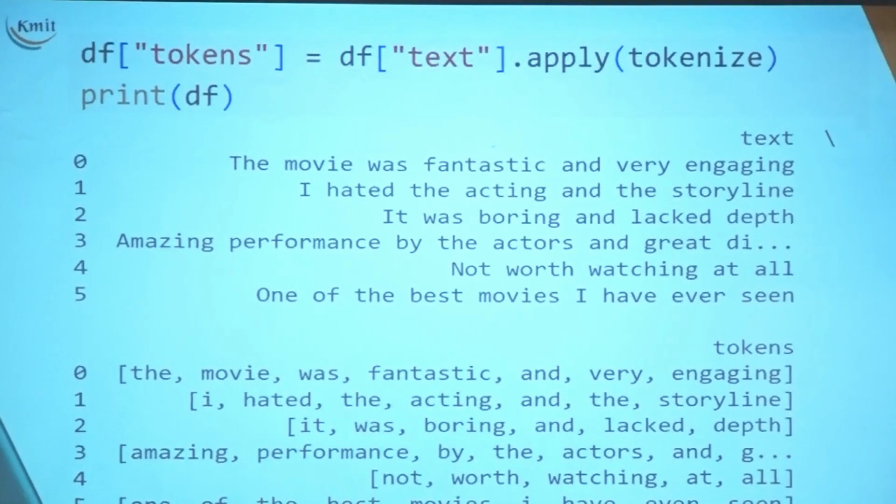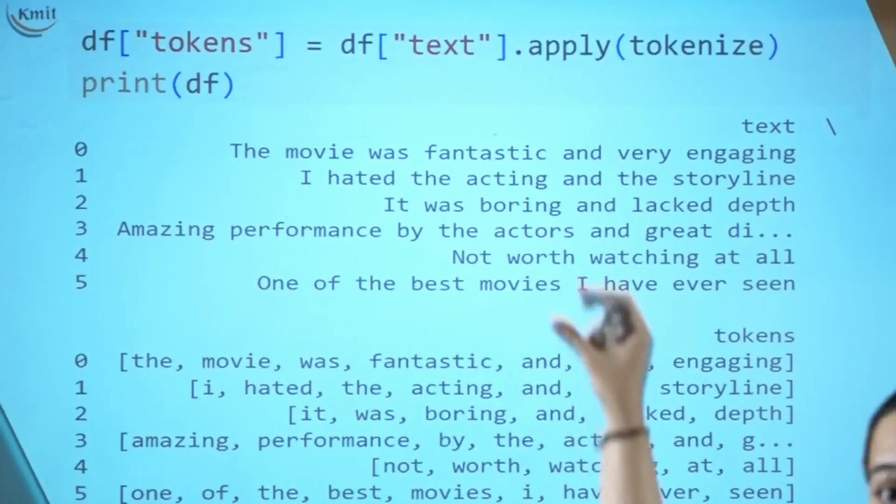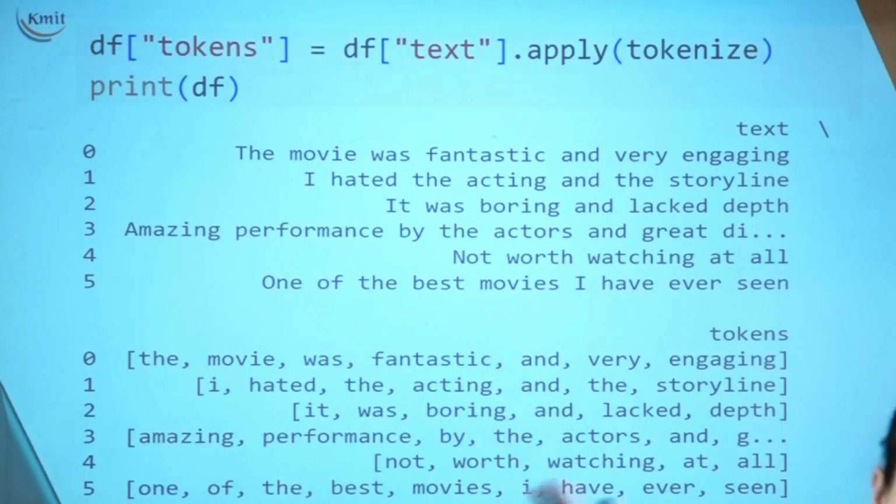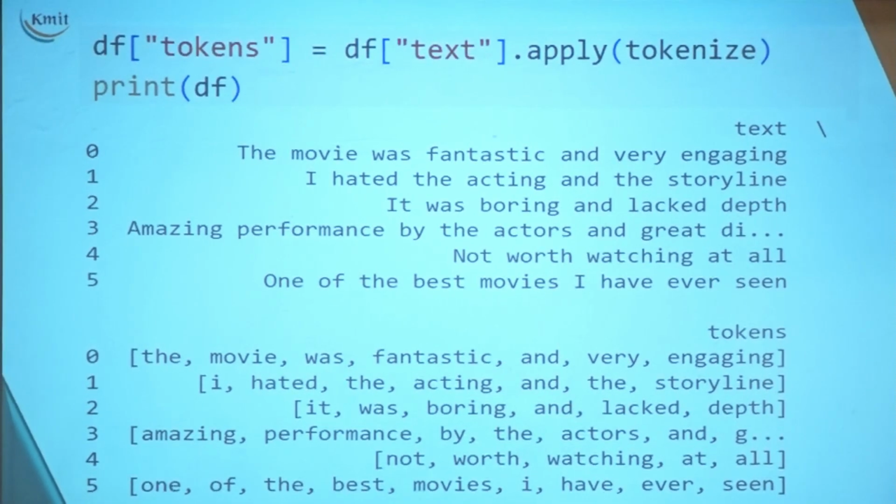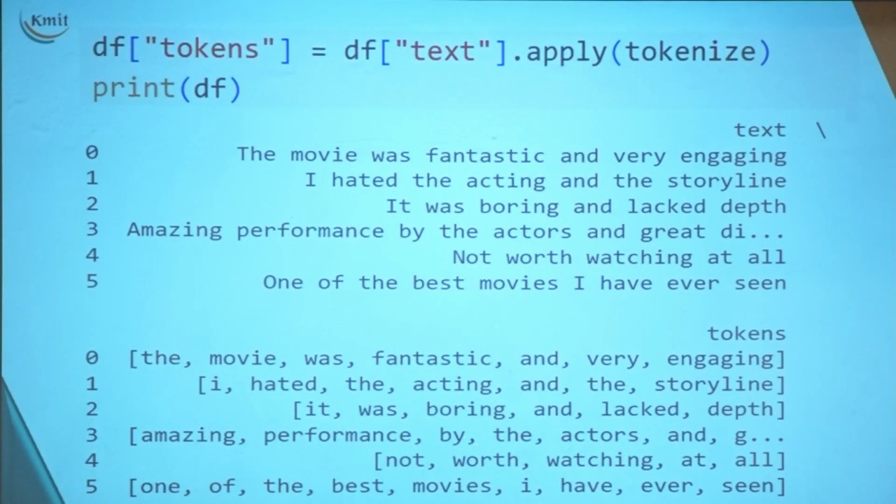Yes. So you can see here, the first column was about text. I gave the text, and now you can see the sequence of the data frames. You have to understand the output column-wise, one column after another. The first column has the text that we created as data, no? Review of movie was fantastic and very engaging, first review. I hated the acting and the storyline, etc.